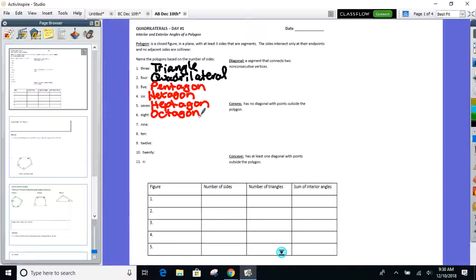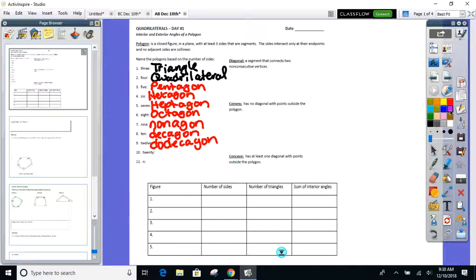One of my personal favorites, nine-sided. Nonagon. Non-agon. 10. Decagon. I skip over 11 because we're never going to have it, and go right to 12. Dodecagon. Anybody know 20? I don't know 20 either.